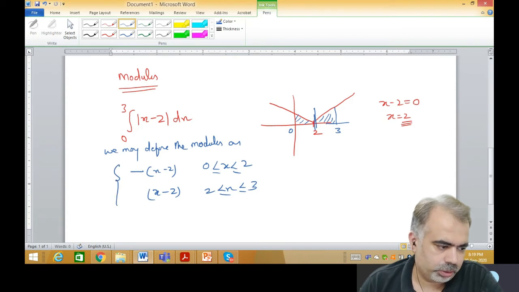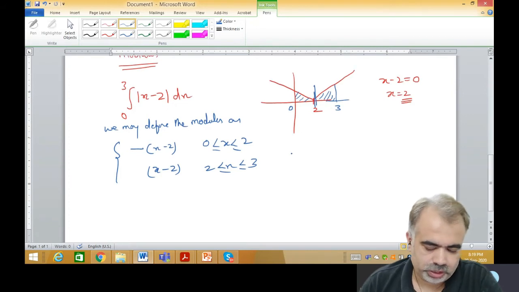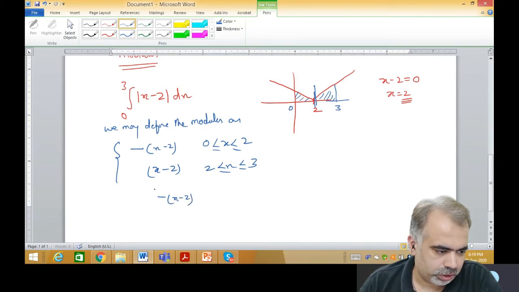So this is the only key point you have to remember. From this cut point, anything that lies on the left hand side is negative, and anything that lies on the right hand side is positive. So with this concept, now it is very easy to solve it. You have to take this as a function and integrate it from 0 to 2, plus then from 2 to 3 you have to take the function x minus 2. I hope it is very easy to solve. Let me solve this quickly for you.